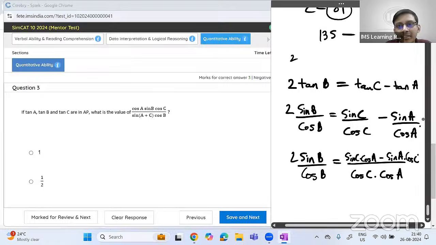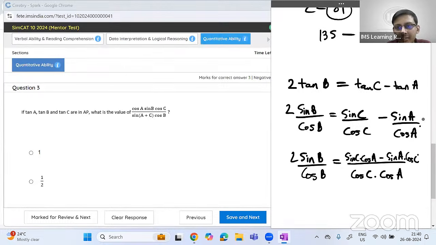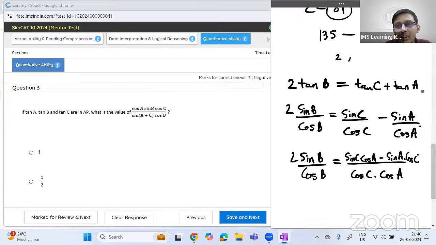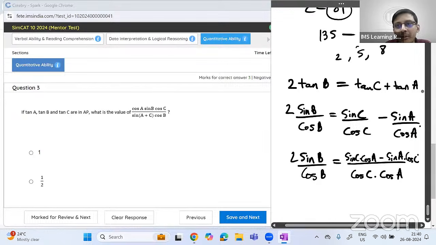One second. Let me just check this. Okay, I think again a very silly mistake here. This should be plus. If I take an AP, 2, 5, and 8, twice of the middle term is 10, which is first plus third. Okay, sorry, this should be a plus.